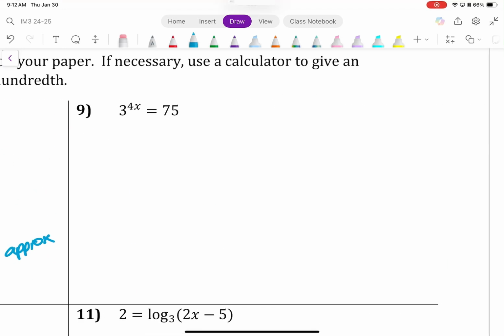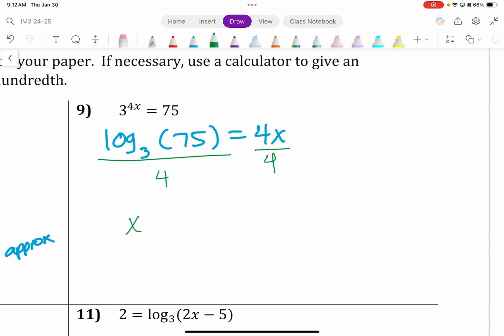All right, try out number 9 on your own. 3 to the 4x equals 75 becomes the following. Log base 3 of 75 equals 4x. Divide both sides by 4. X equals log base 3 of 75 divided by 4. This is going to equal approximately what? When you put in the calculator, once again, don't forget to do the parentheses. Parentheses, log base 3 of 75, and parentheses, and then divide by 4. Who can tell me what they got for this one?